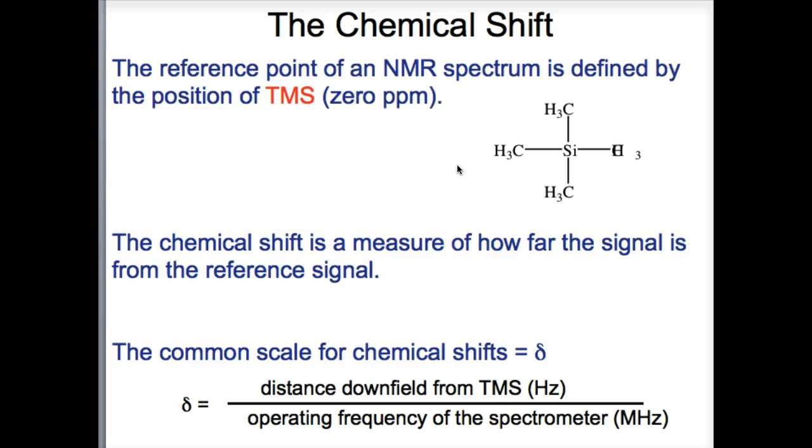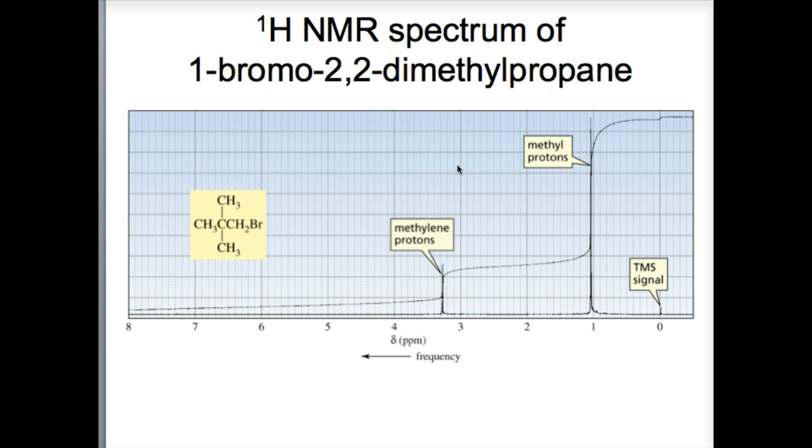The chemical shift is a measure of how far the signal is from the reference TMS signal. It is determined by measuring the distance from the TMS peak and dividing by the operating frequency of the instrument. Since the units are hertz divided by megahertz, a chemical shift has units of parts per million, ppm, of the operating frequency. Most proton shifts fall in the range from 0 to 10 parts per million, so you'll see that as the range on the NMR spectra.